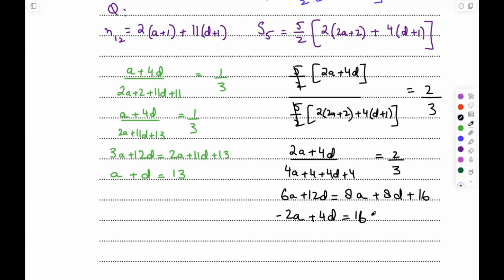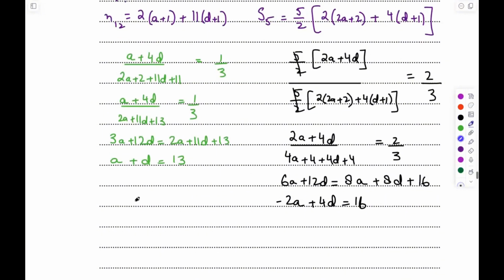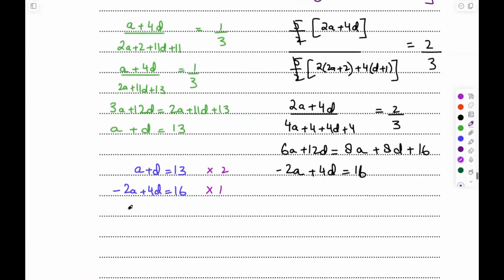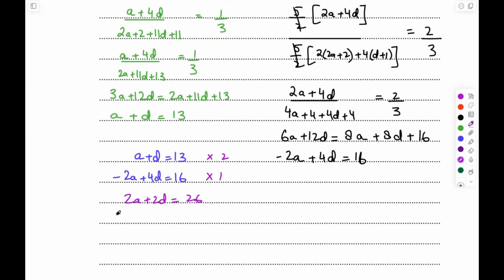Now, once we have the two equations, we can solve them simultaneously. So the first equation was A plus D equals 13. And the second equation is minus 2A plus 4D equals 16. So we can multiply the first equation by 2 so that the A terms are equal. So multiplying the first equation by 2 and the second equation by 1, this will become 2A plus 2D equals 26, and this will remain minus 2A plus 4D equals 16.